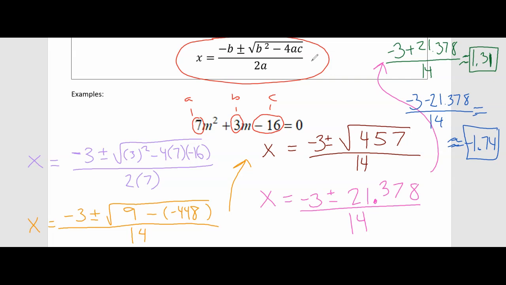So this is your first foray into the quadratic formula. It looks a little complicated, a lot of stuff to keep track of, and it is. But the more you do it, the easier it will become.